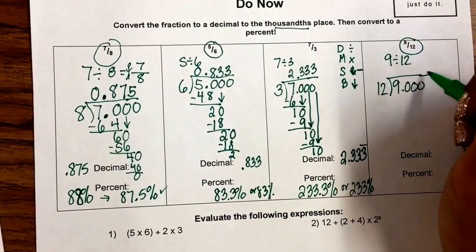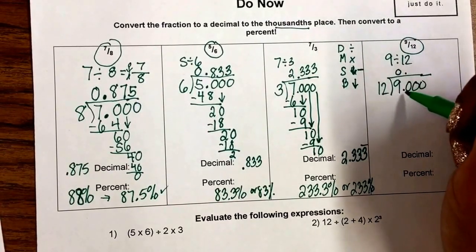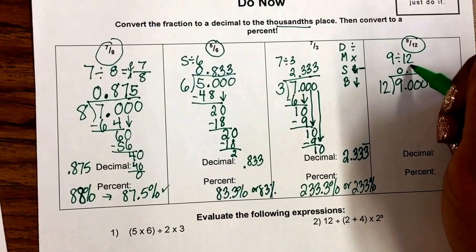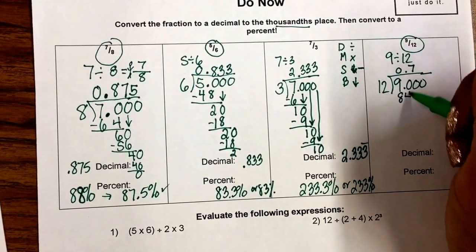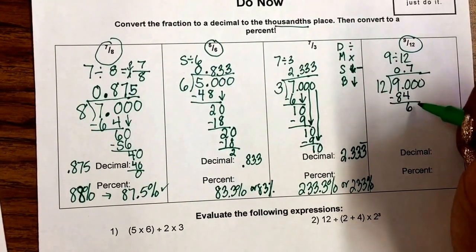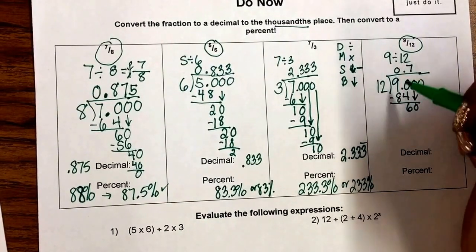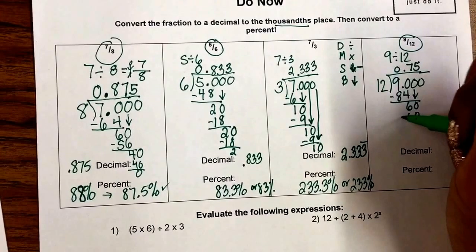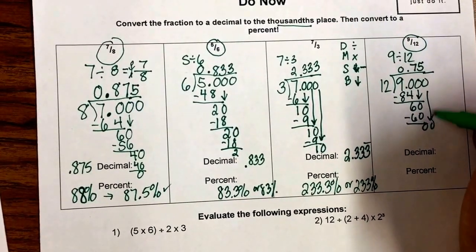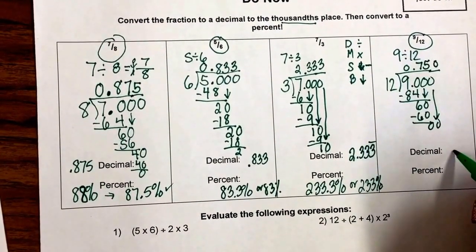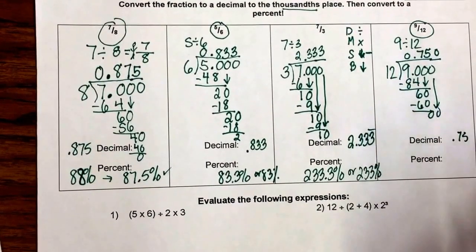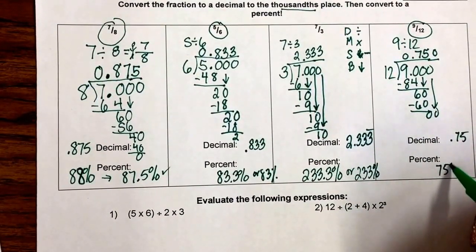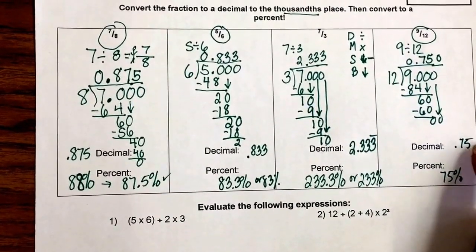And the last one, 9 divided by 12, same steps. I'm still going to the thousands place. 90 divided by 12, 7 times. Let's multiply 84. Subtract 6, bring down a 0. 12 goes into 60 5 times. 5 times 12 is 60. And I just have another 0. So I could just simplify this as 75 hundredths. And I can move my decimal 2 times if I want to, 75%.